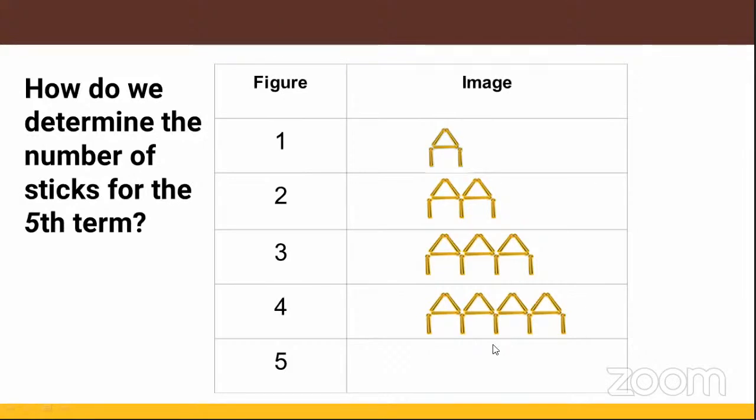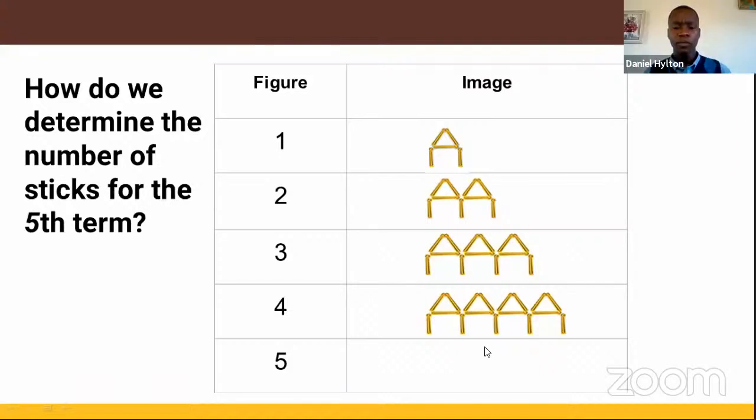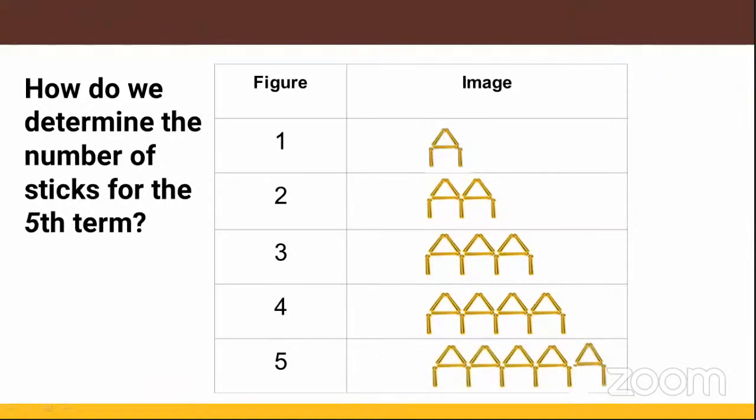I'm seeing in the chat, Mr. Hilton, 21 is what is coming up. Okay. All right, great going, students. So let's see how our 5th pattern would look. So our 5th pattern would look like this, right? Since we're adding 4 matchsticks each time, we'd add 4 matchsticks to the 4th pattern in order to get the 5th. So we should have our 5th pattern looking like this.